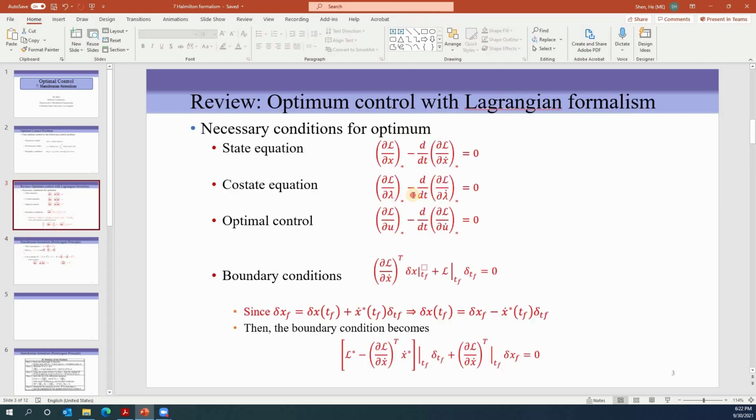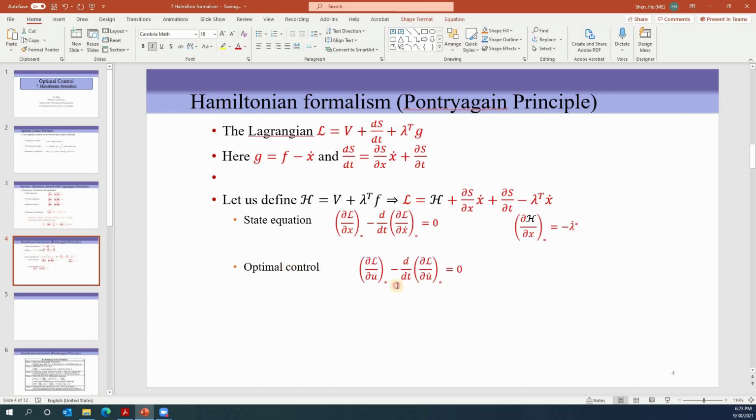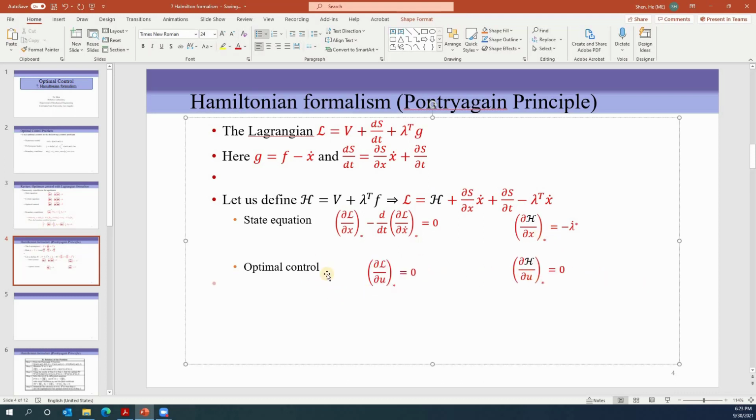And if you apply this to the control U, to the optimal control, we know initially the optimal control we have is partial L over partial U equal to 0, right? And let's look at what we have here right now. These are not a function of U, so we know that partial H over partial U is equal to 0. So this will allow us to solve for the optimal control.